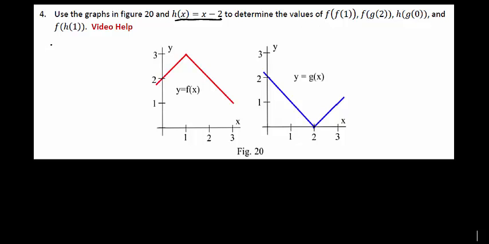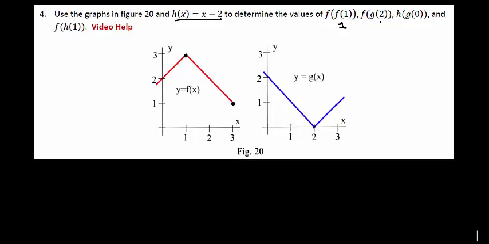So for the first one, if I'm looking for f of f of 1, what I need to do is first find what is the function f evaluated at 1. So I'm going to go over 1 and go up, and notice I'm at a height of 3. So that means this guy inside here is 3, which means I need to find f of 3. So I'm going to go over to 3 and go up on the f function, and I'm going to be at a height of 1. So this guy is equal to 1.